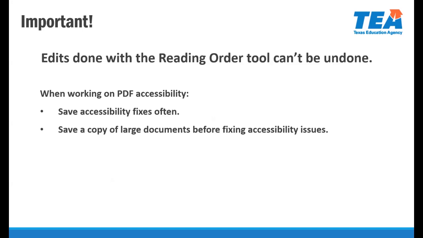Another tip is to save PDFs often when working under accessibility. I recommend saving the document every time you fix a page with accessibility issues. The Acrobat application can crash and lose all your fixes. Crashes are most likely to occur if the PDF is a large file. It would be a good idea to save a copy of large PDFs before fixing the accessibility issues, in case a crash corrupts the PDF you're working on.